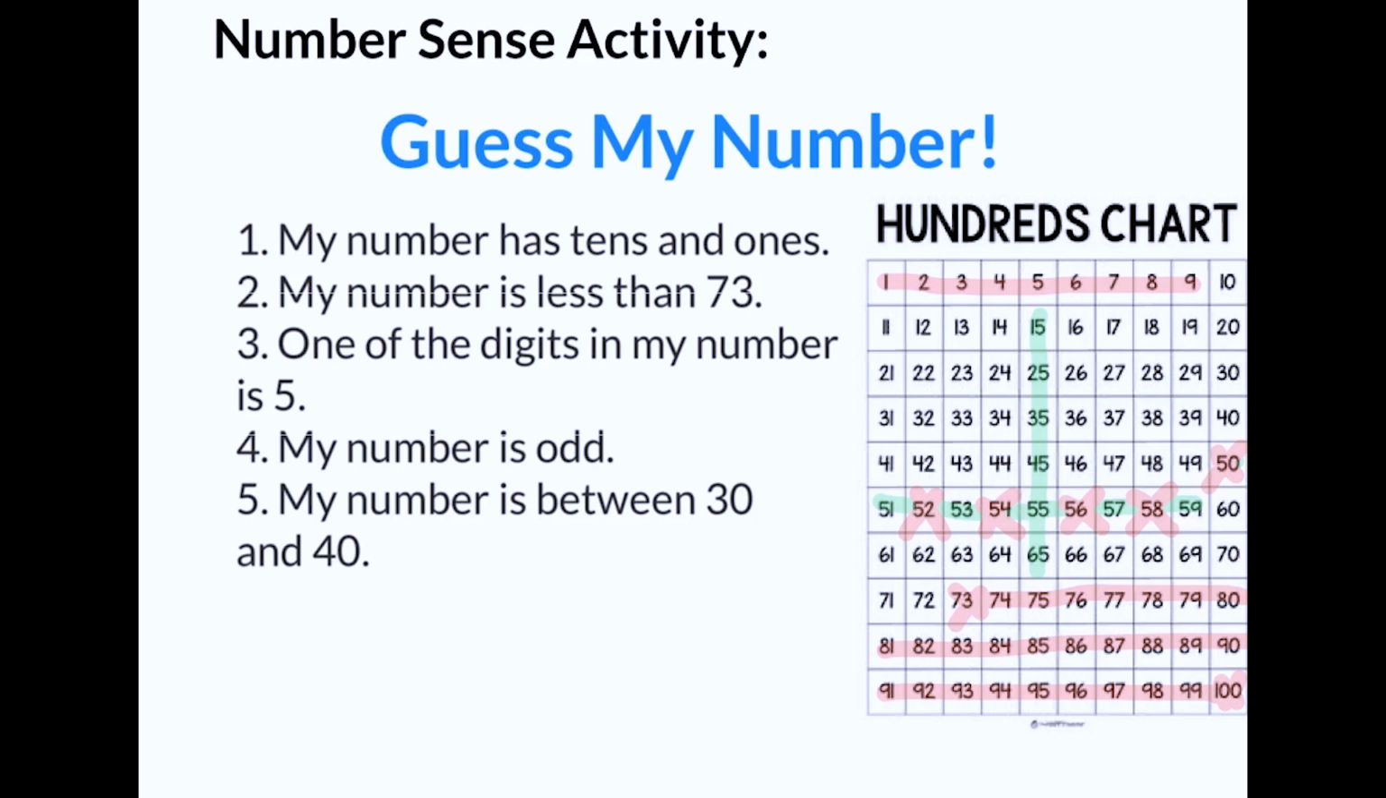We're getting close. The last clue tells us that the number is between 30 and 40. That means it has to be one of these numbers. So the number is 35.